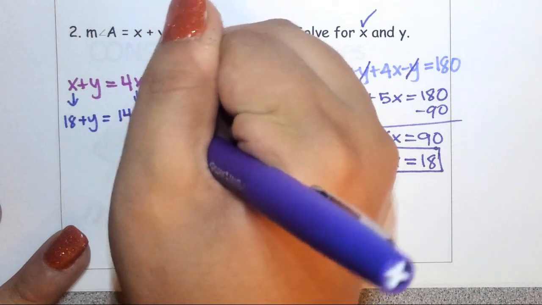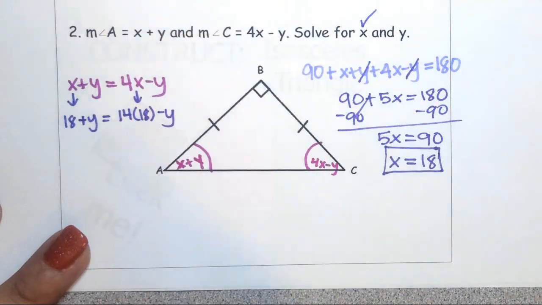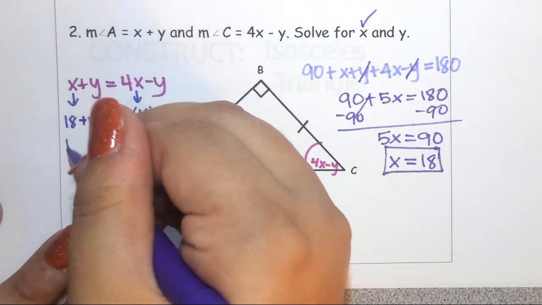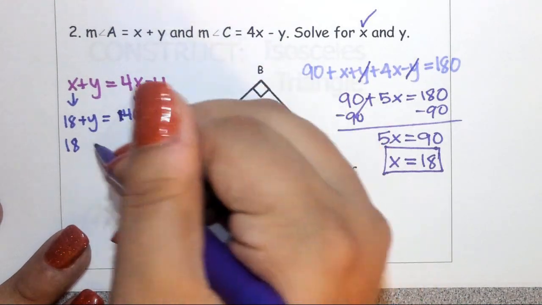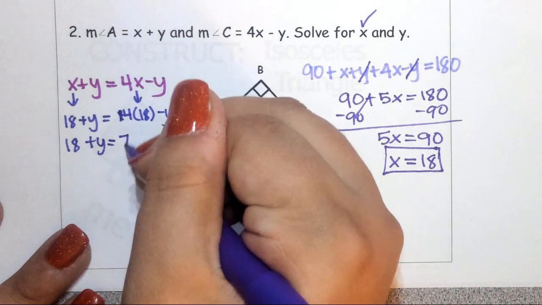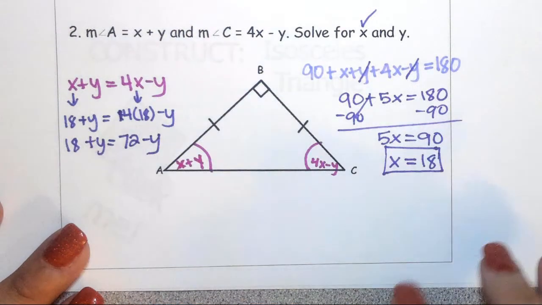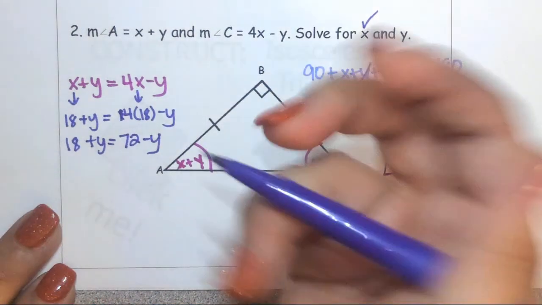I'm going to plug in my x's. And that gives me, what is 4 times 18? I mean, why did I write 14? 72 minus y. How would I get y by itself?